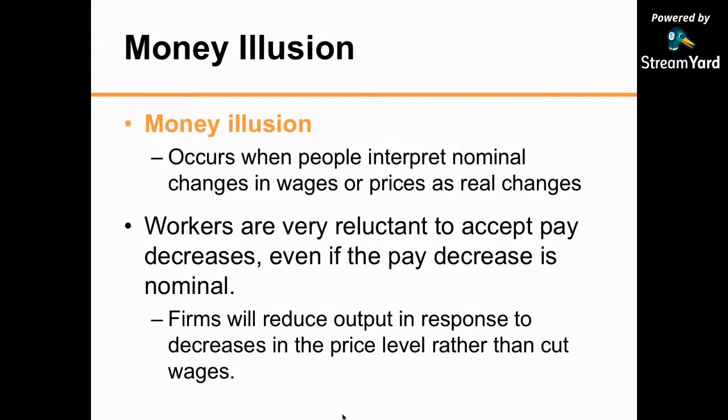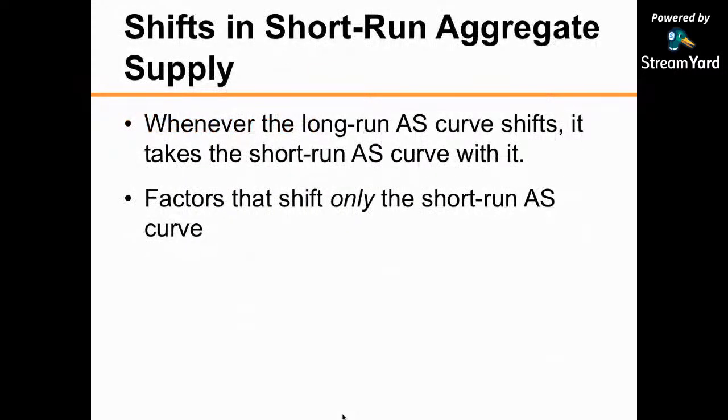So firms are going to see revenues fall because of the reduced output prices, or the reduced prices that consumers are paying, because their costs are not able to go down as well. And because of this, they're going to reduce their output, and the quantity of aggregate supply will fall as well.